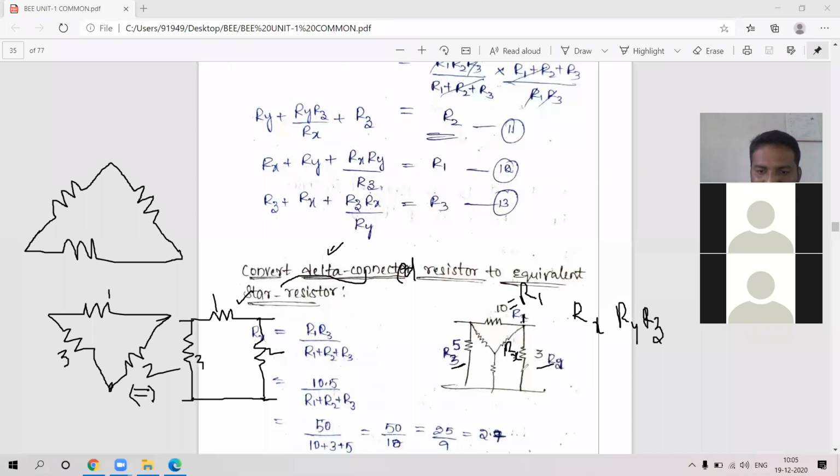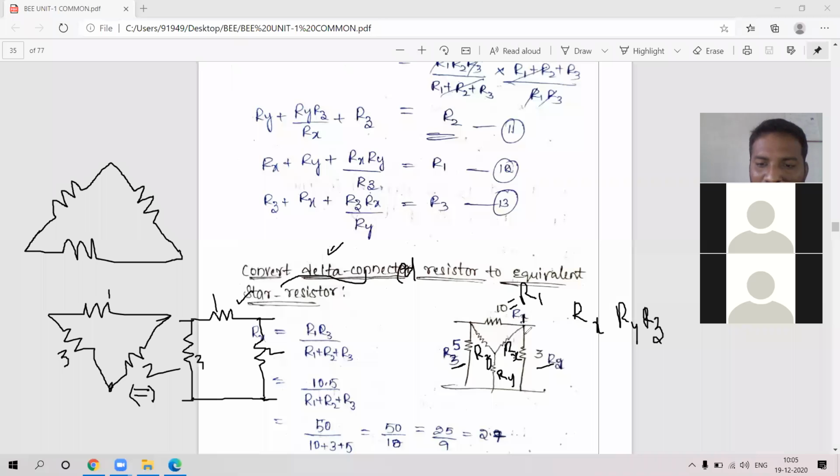Now between these two resistors, that is 3 ohms and 5 ohms, I am getting one more resistor, that is R suffix Y. And between 5 and 10, another resistor will be there, that is R suffix Z. Total 3 resistors. The 3 new values we are going to find now.